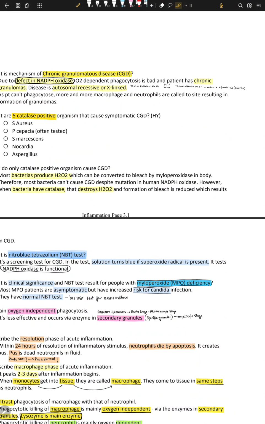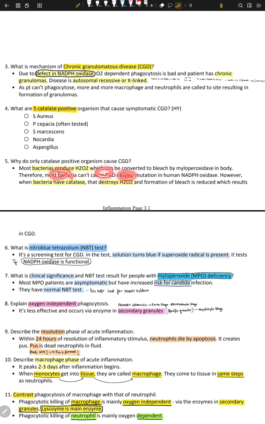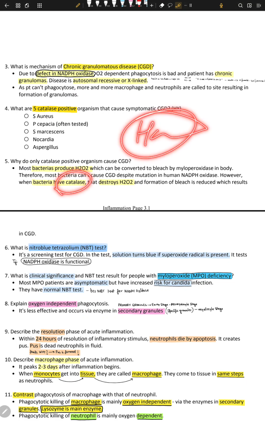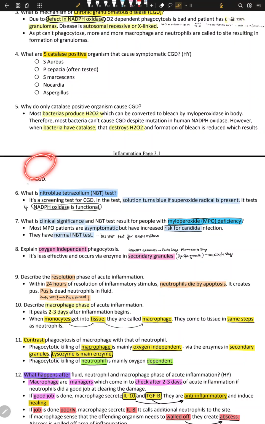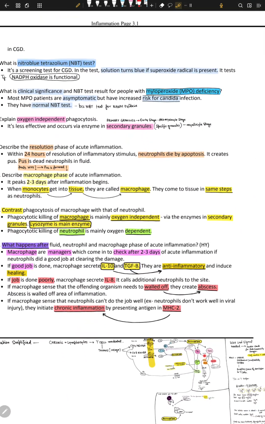So basically the whole concept I'm saying is that bacteria produce H2O2, right? And they have catalase as well, right? And then this catalase is responsible for destroying H2O2, which later converts into bleach. So we cannot form this bleach, right? Because bacteria have catalase, and this catalase stops us from making bleach. So no phagocytosis, right? I hope you understand this. It's not very complex, okay? It's very easy to understand.